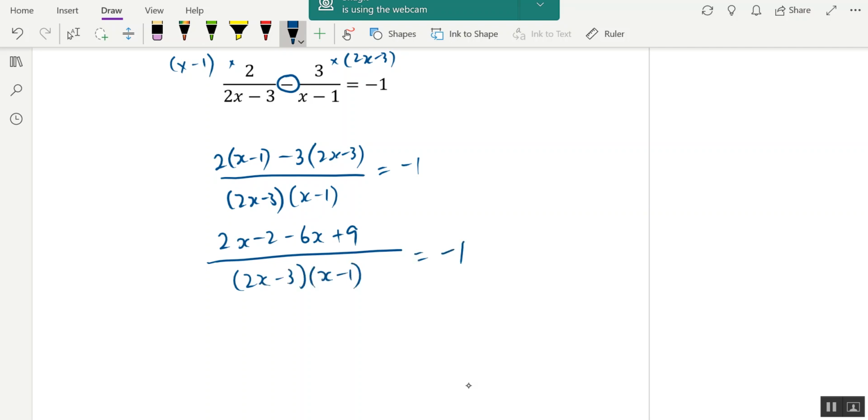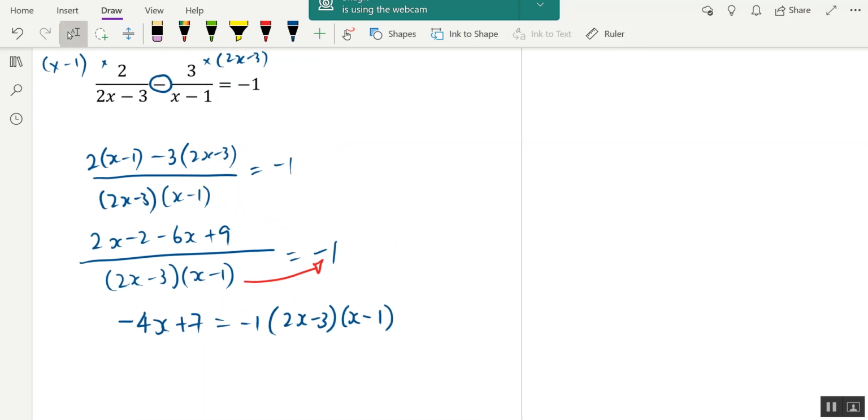equals negative 1. At this moment, I will cross multiply the denominator to this side. In the numerator, I also simplify. So 2x minus 6x, or minus 4x plus 7, equals negative 1 multiplied by 2x minus 3, x minus 1. So let's expand our right side. Minus 4x plus 7 will equal negative 1. Put it outside first, don't multiply inversely. If not, you will get very messy.